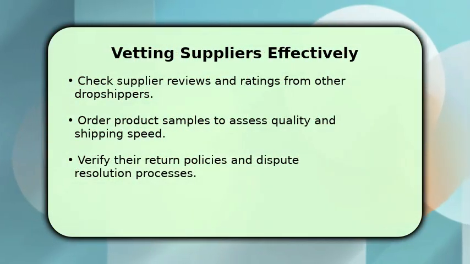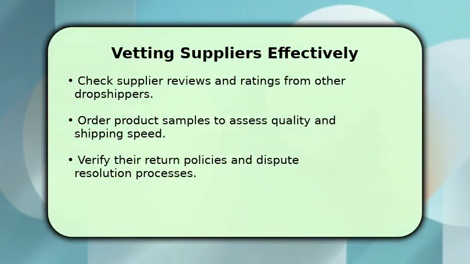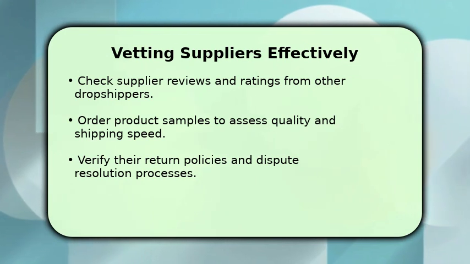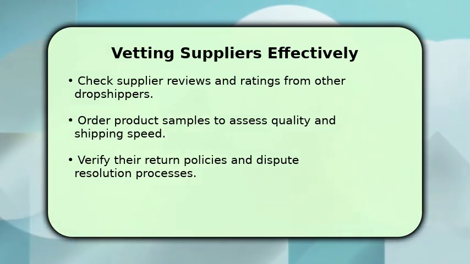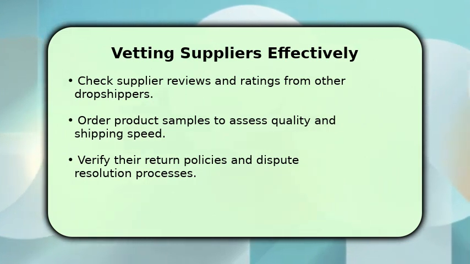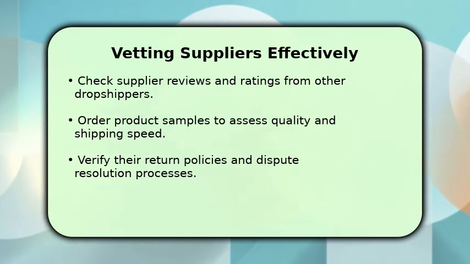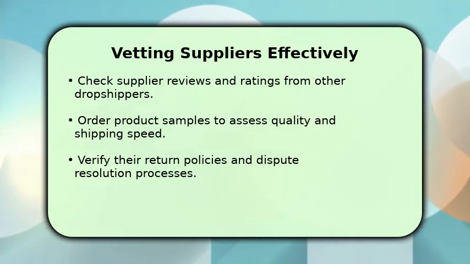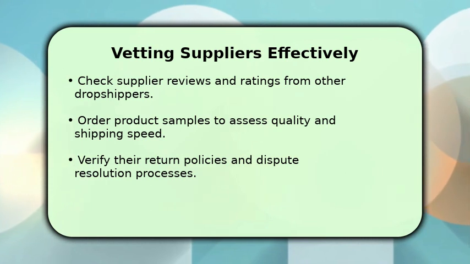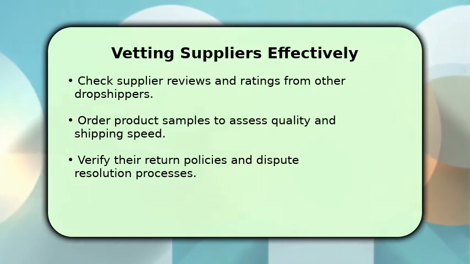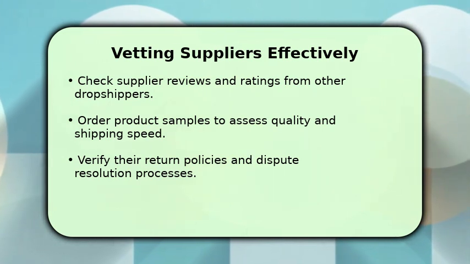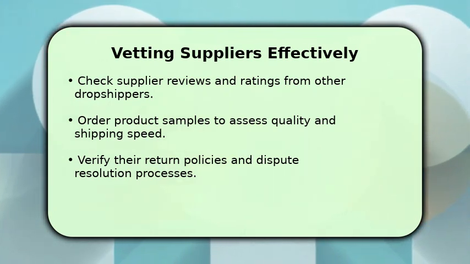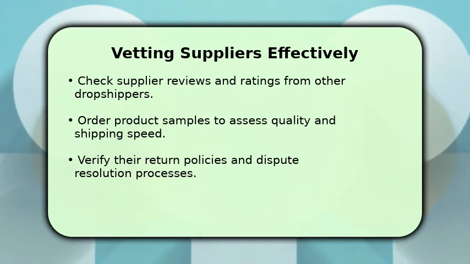Vetting potential suppliers is a critical step. Always check reviews and ratings from other dropshippers to gauge reliability. Ordering product samples is essential. It allows you to personally assess quality and shipping times. Furthermore, thoroughly verify their return policies and understand their dispute resolution processes. Clear communication regarding product specifications and order fulfillment ensures smooth operations and avoids future misunderstandings.